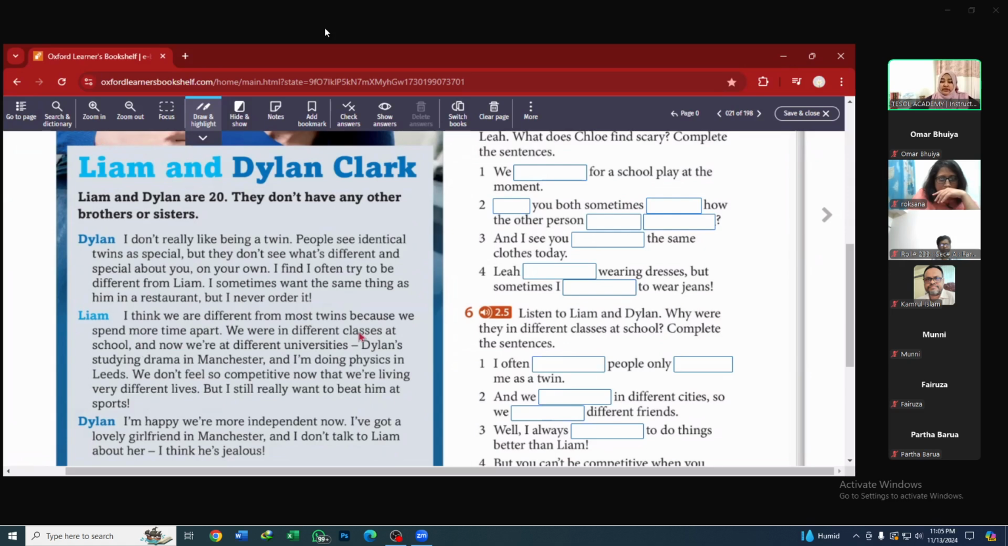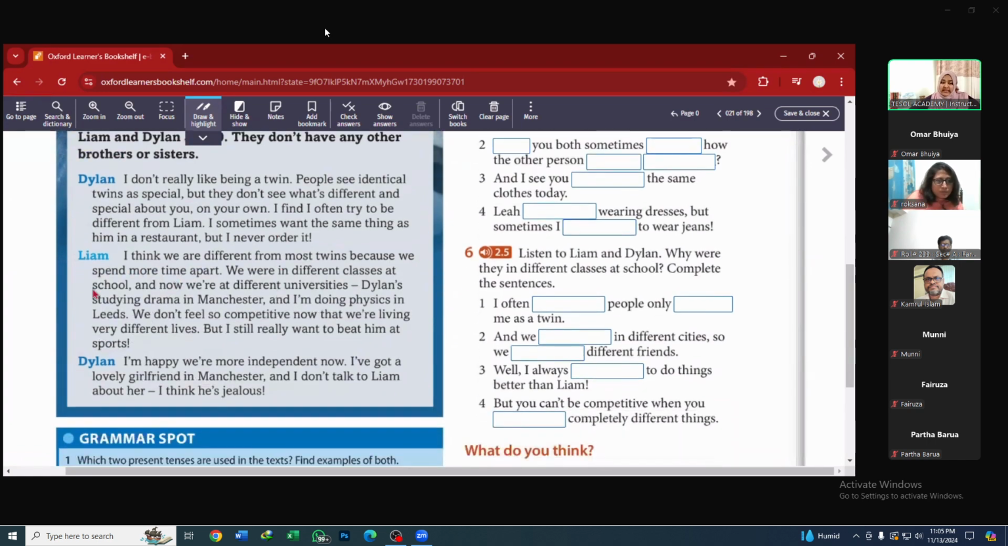Liam: I think we are different from most twins because we spend more time apart. We were in different classes at school and now we're at different universities. Dylan's studying drama in Manchester and I'm doing physics in Leeds. We don't feel so competitive now that we're living very different lives, but I still really want to beat him at sports. Dylan: I'm happy we're more independent now. I've got a lovely girlfriend in Manchester and I don't talk to Liam about her. I think he's jealous.